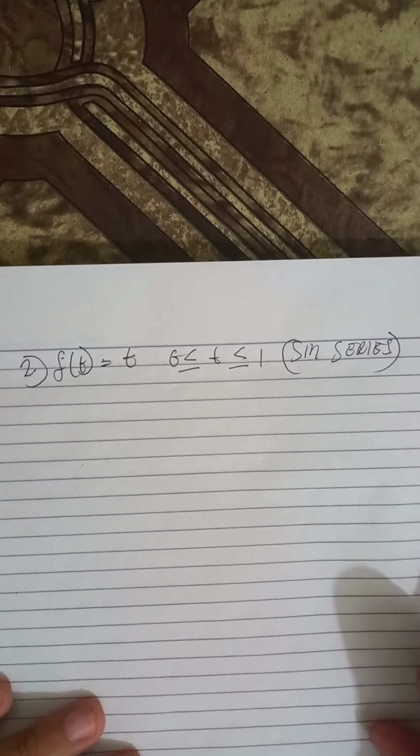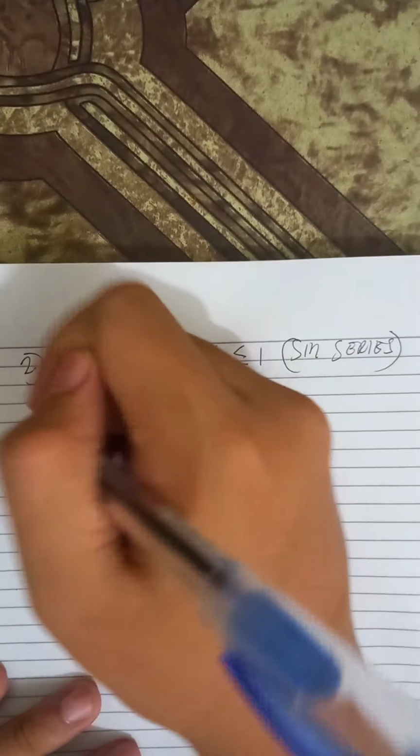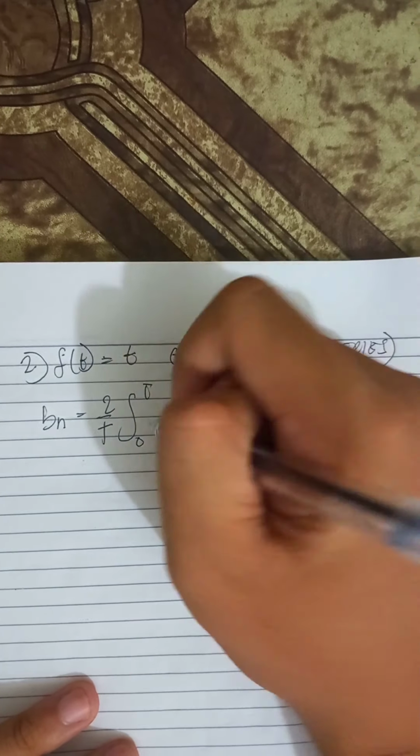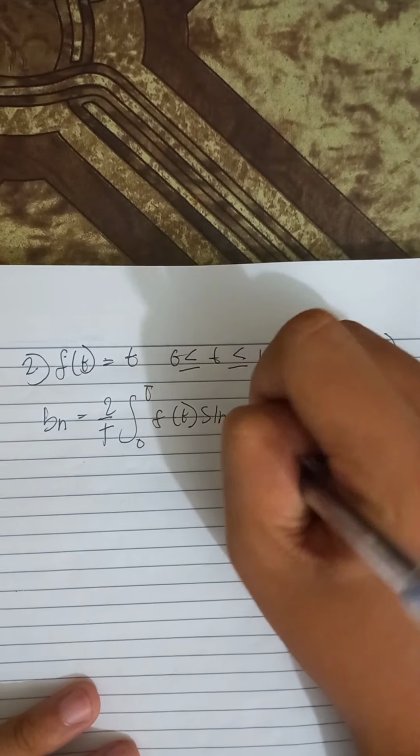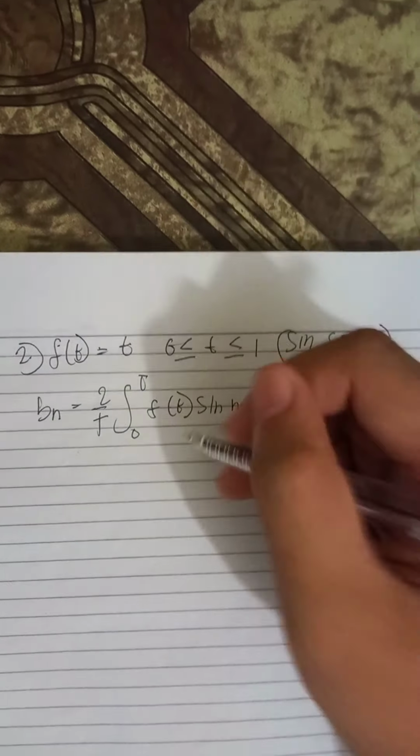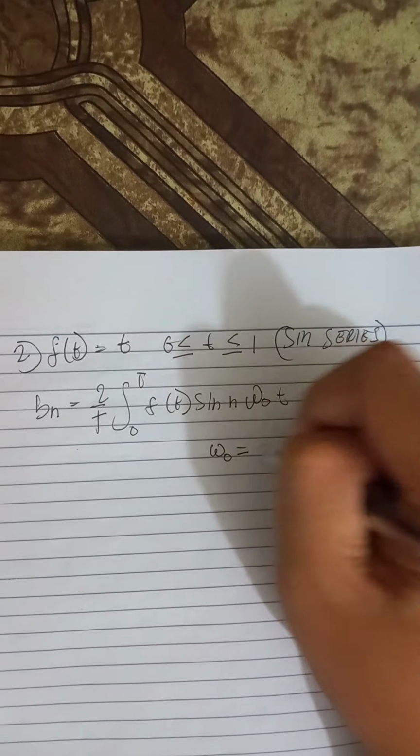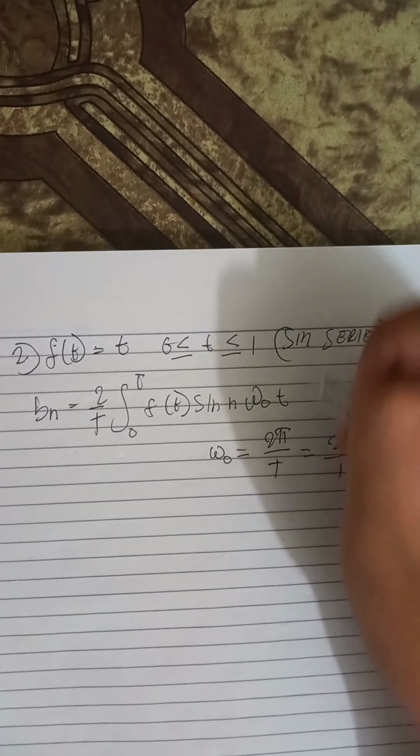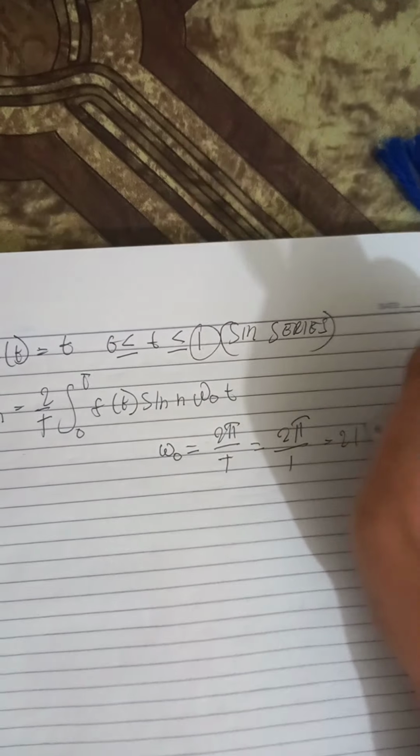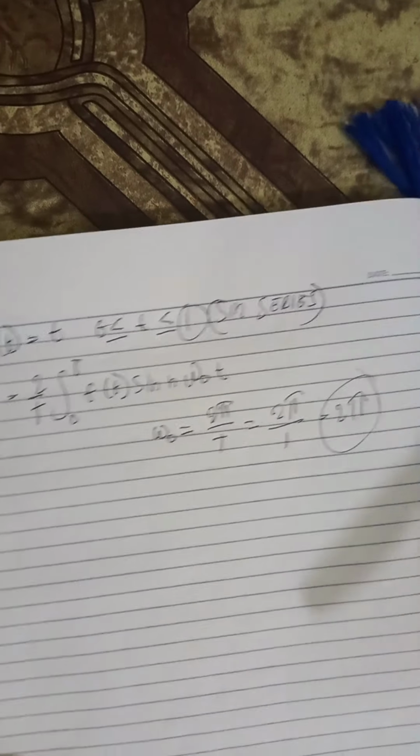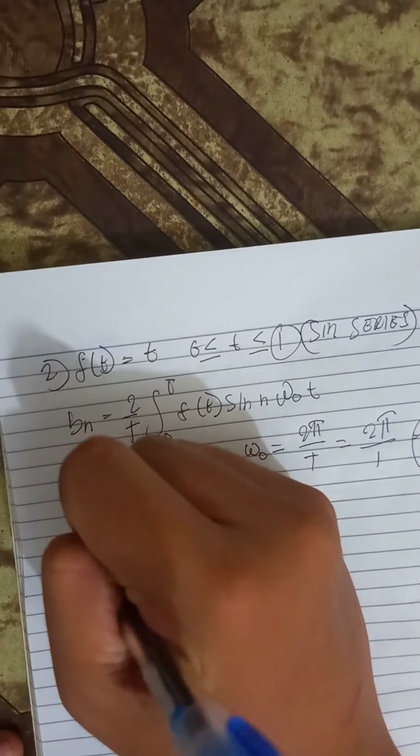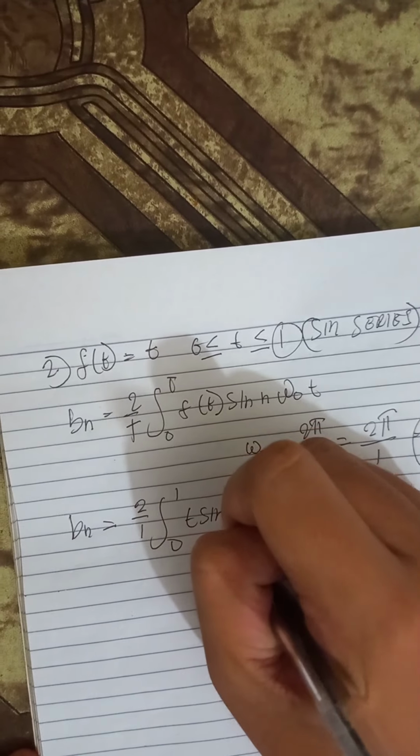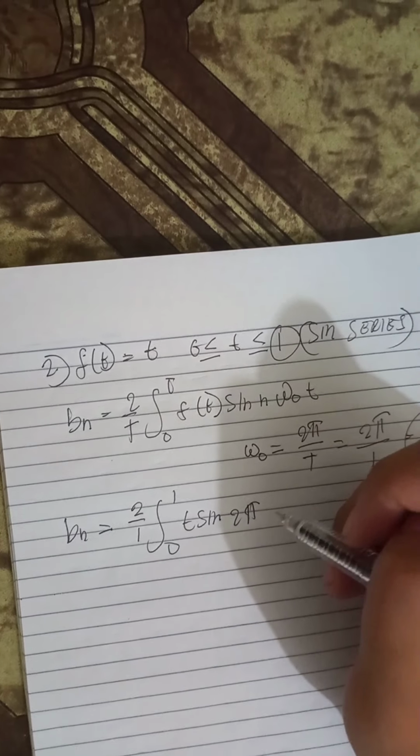So number 2, we have f(t) = t for 0 ≤ t ≤ 1, sine series. So we use bn = 2/T integral of f(t) sin(n ω0 t) to the limit of 0 to T. We get the value of ω0, which is 2π/T, and with T equal to 1 it is equal to 2π.